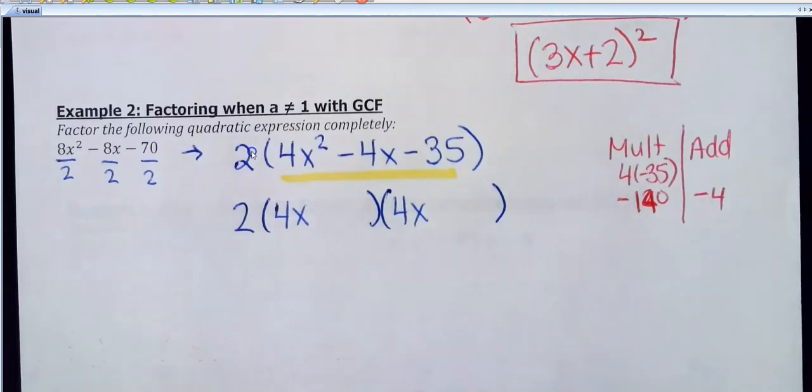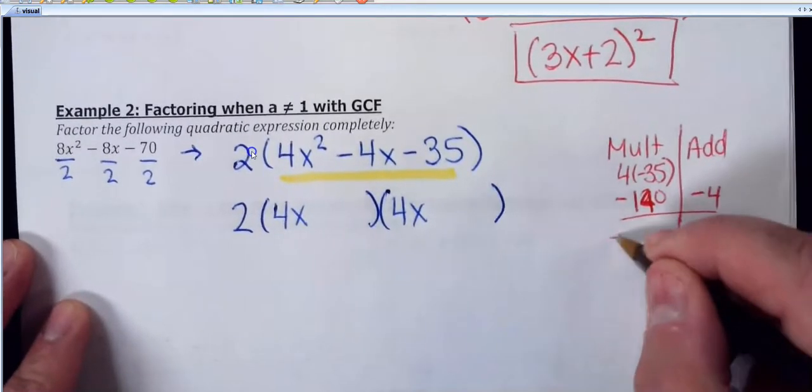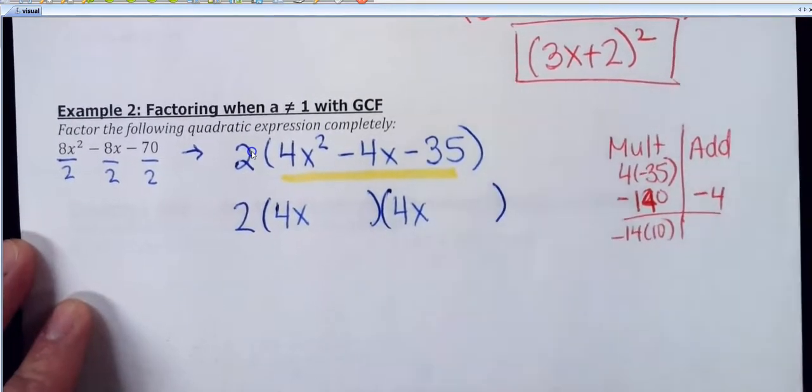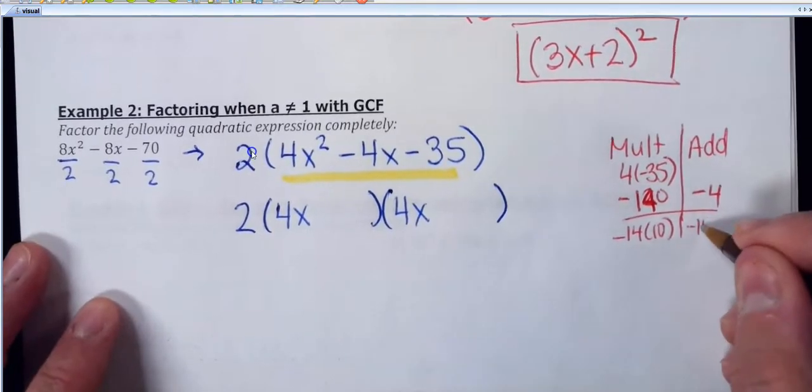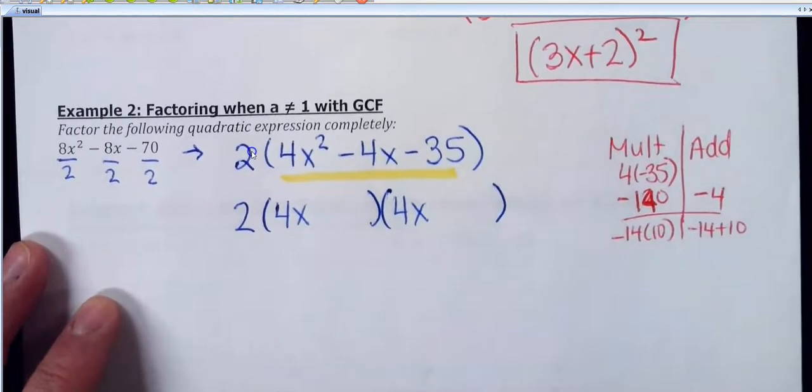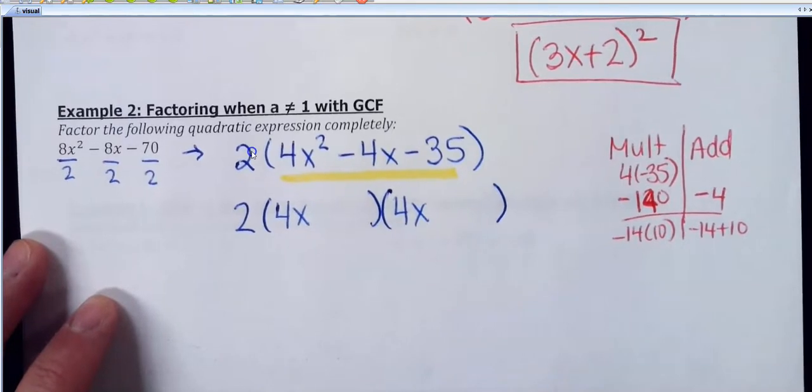140. Okay. Can we think of 2 numbers that if we multiply them we get negative 140, and if we add them we get negative 4? Negative 14 and 10. There we go. I will not give you any factoring problem that you can't factor, so just keep that in mind. Negative 14 times 10 multiplies to give you negative 140. Negative 14 plus 10 adds up to negative 4. There are only 2 numbers that will fit both requirements.